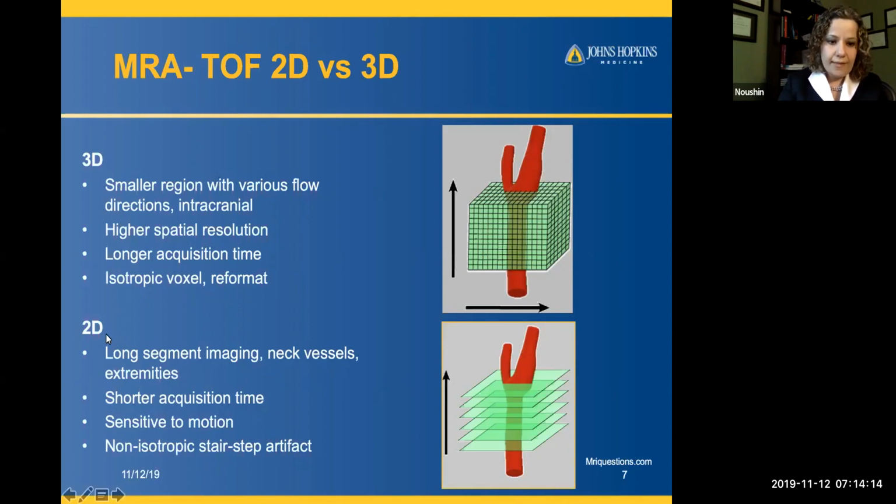2D time of flight is good for long segment imaging, let's say neck vessels from the level of the arch all the way to the skull base, or in the extremities. It is more sensitive to slower flow as opposed to 3D time of flight, so it can catch slower flow. And it takes less time, however, it's sensitive to motion more than 3D time of flight. And it doesn't give us isotropic images, so you have this stair-step artifact. So we commonly use the 2D if we don't want to give contrast to a patient for imaging of the neck vessels.